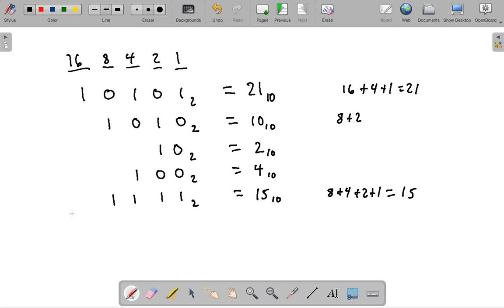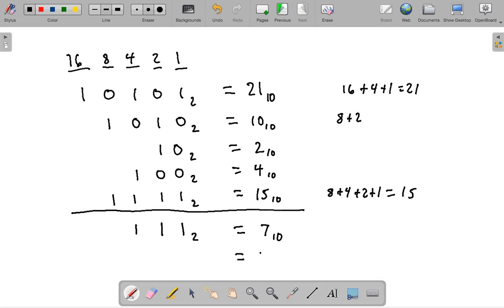Let's see if we can go backwards. 7 base 10. So in order to write in base 2, what I'm going to do is go the farthest to the left and start there with the highest power that I can find. There are no 16s in 7. There are no 8s in 7. There is 1 four. And then a 2. 4 plus 2 would make 6, and I need 1 more. So that's going to be equal to 7 base 10.